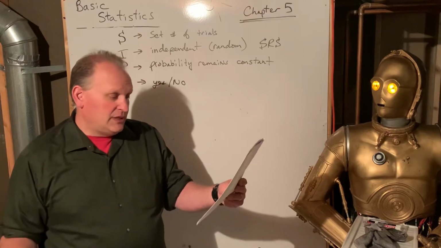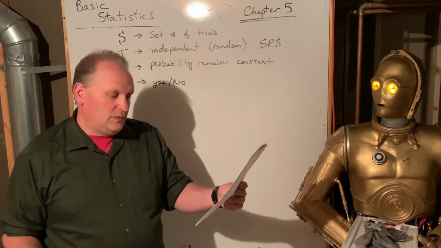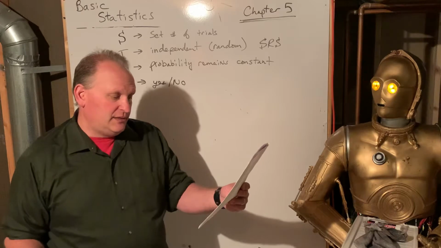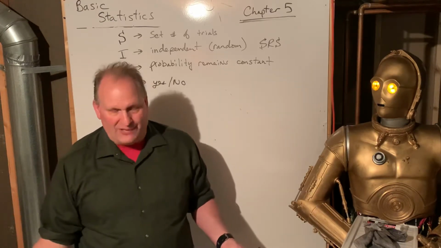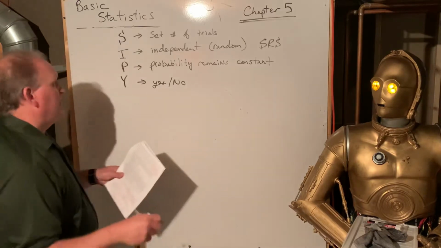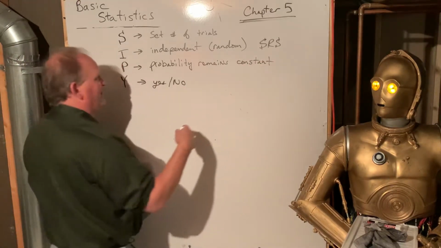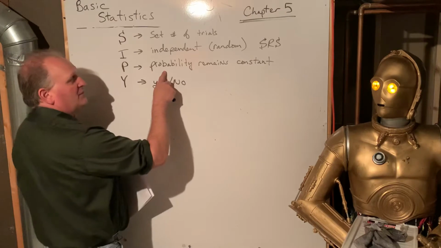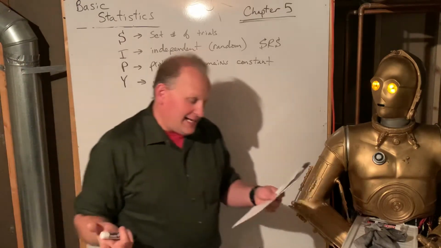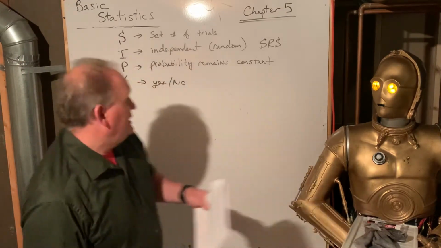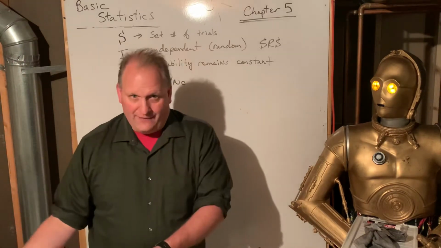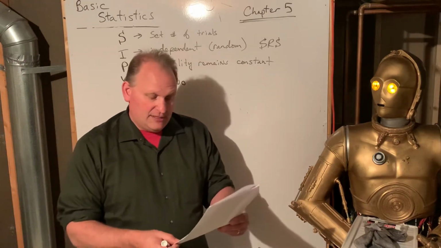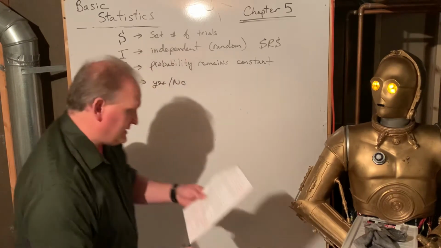All right, so we're assuming independence. That you're not friends with all bad drivers or something like that. That it's a pretty random sampling of friends. Probability remains constant. That is set at 23%. And is it a yes/no question? Yeah, it's either have you had an accident or have you not. So let's set it up.